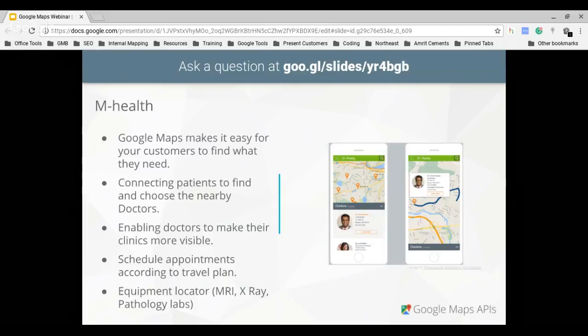So coming to industry specific use cases, we have a few for you. If you see the example of mHealth, right? mHealth is an industry which has grown in popularity in India. Google Maps makes it easy for your customers to find what they need, right? Connecting patients to find and choose nearby doctors, enabling doctors to make their clinics more visible, right? So you actually help both stakeholders after enabling them with Google Maps, right?